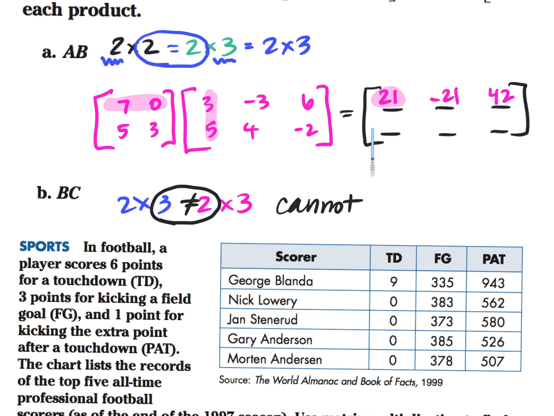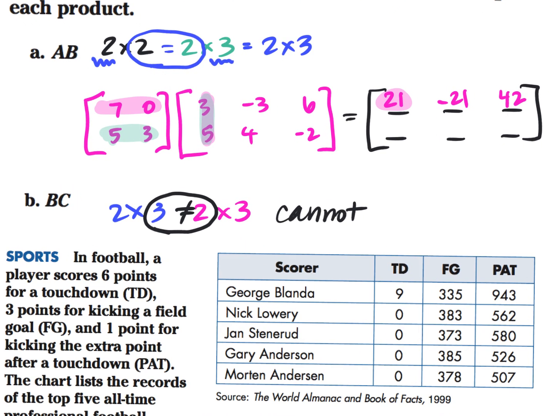What row is this spot in? Bottom row. Which column? The left one. So I've got to take this bottom row, I'm going to go in green, times this left column. 2 lightsabers coming right up. Which ones do I multiply first?